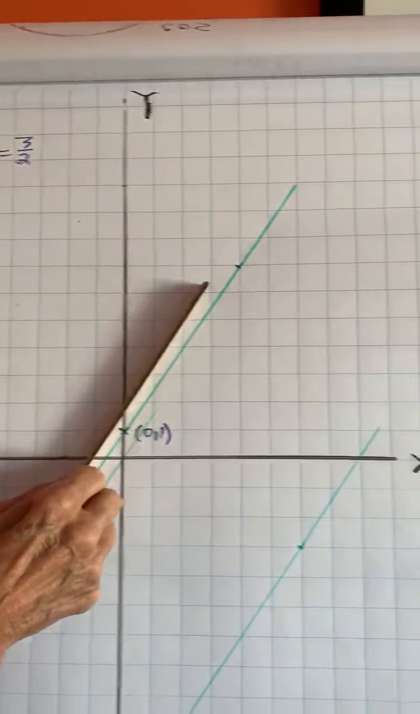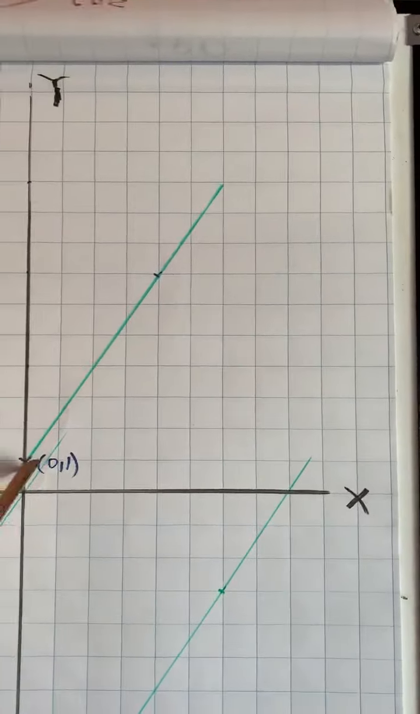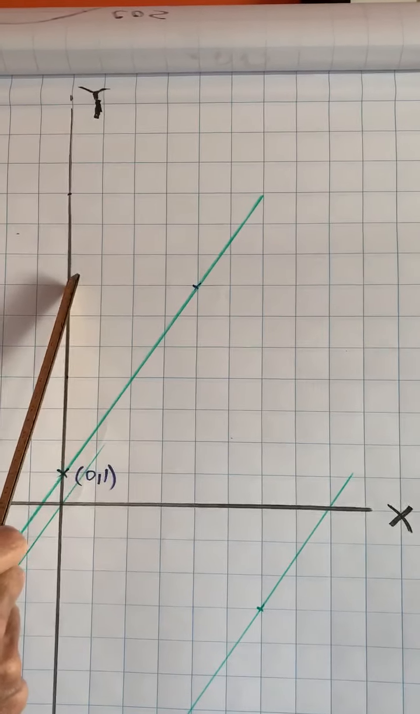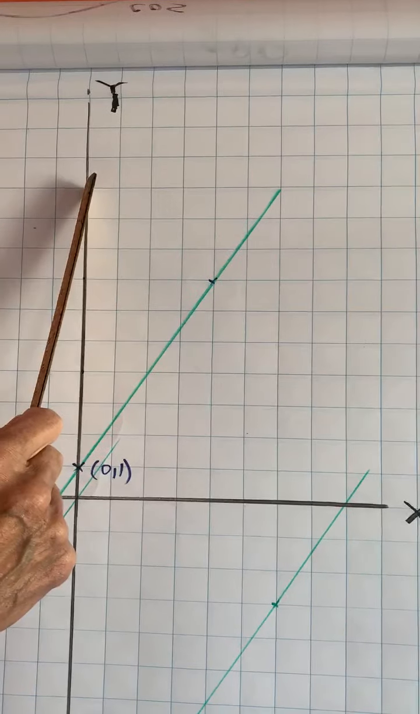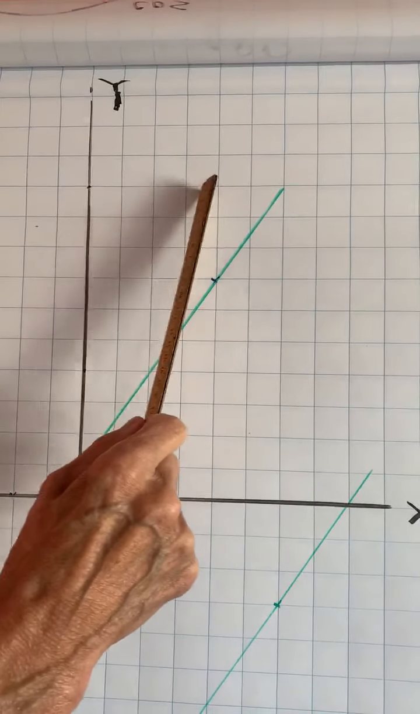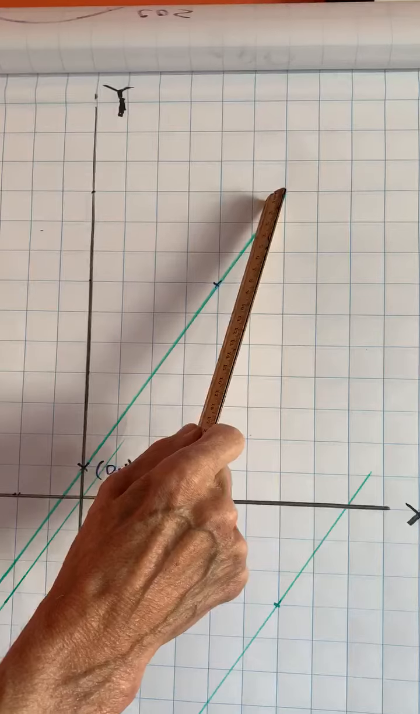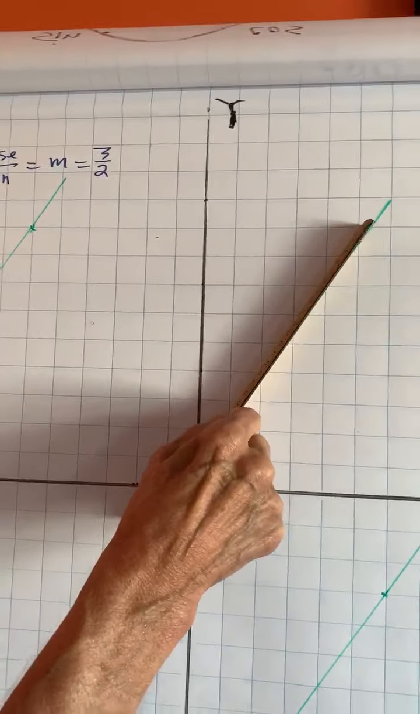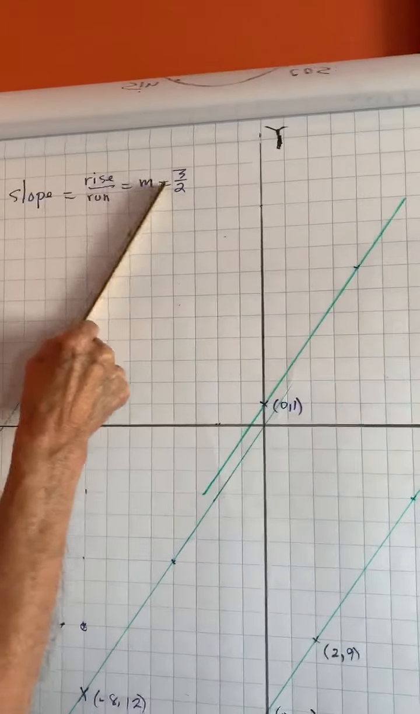Let's go to this line over here. I started at 0, 1. 3, 6, 9. Rise of 9 and a run of 2, 4, 6. 9 over 6 is the same as 3 over 2. Okay, another line, and it's parallel to this one.